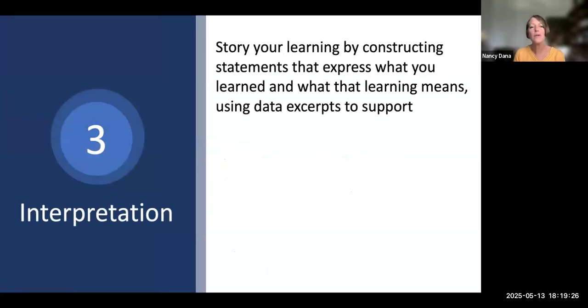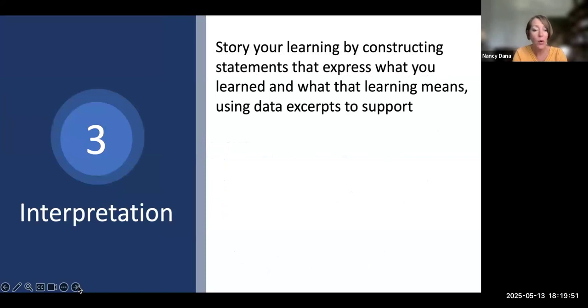All right, so now we're moving on to that third step, and that is called interpretation. The definition of the interpretation phase of data analysis is to story your learning by constructing statements that express what you learned and what that learning means, and then use data excerpts to support it.